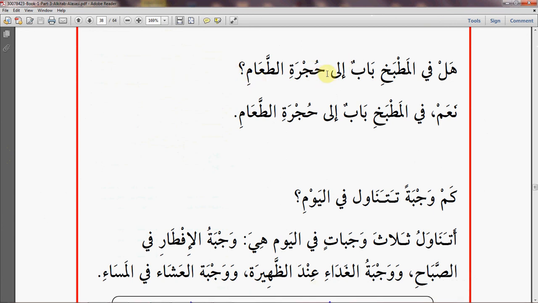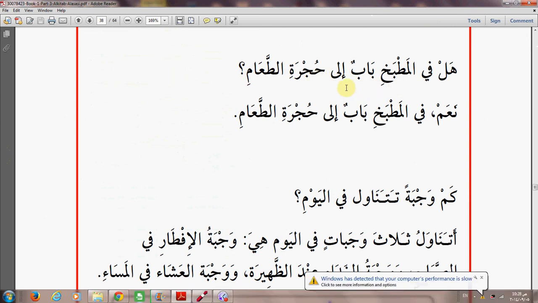Okay, إلى is حرف جر. That's why حجرة has a kasra at the end. هل في المطبخ باب إلى حجرة الطعام؟ Is there in the kitchen a door leading to the dining room? So إلى is going to join the group of prepositions that we know so far.